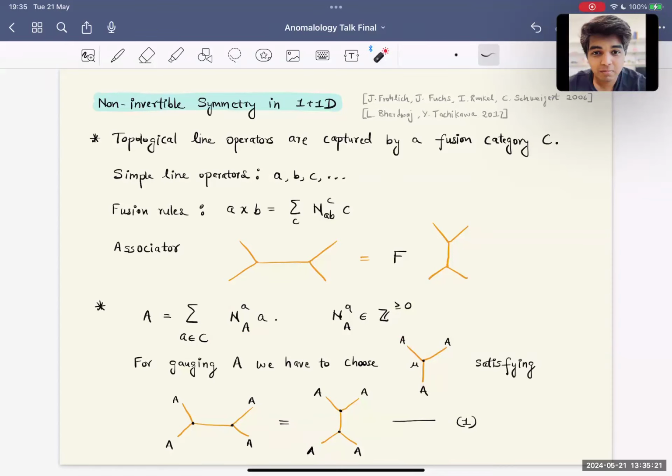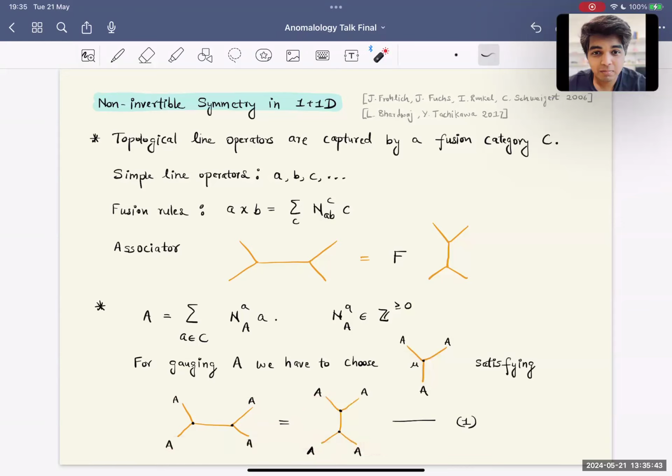So we require this anomaly vanishing condition. With this choice of mu at these junctions, you have to make sure that this condition 1 is satisfied. A is some line operator. You can choose A to be any line operator, but you have to choose some mu which satisfies this condition, and such a mu may not exist.